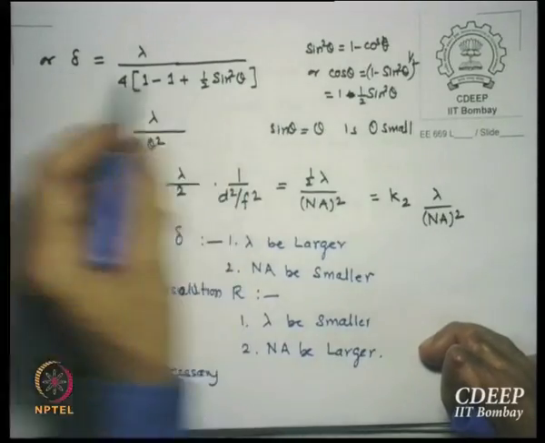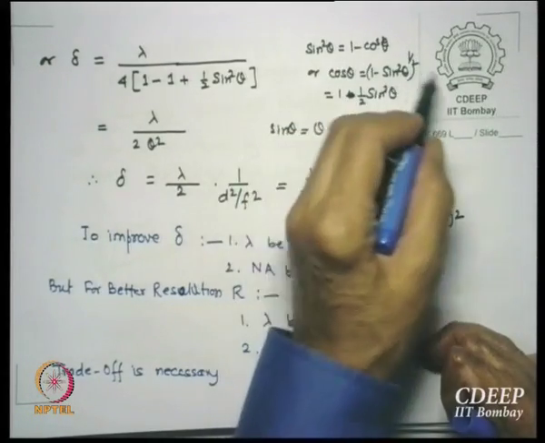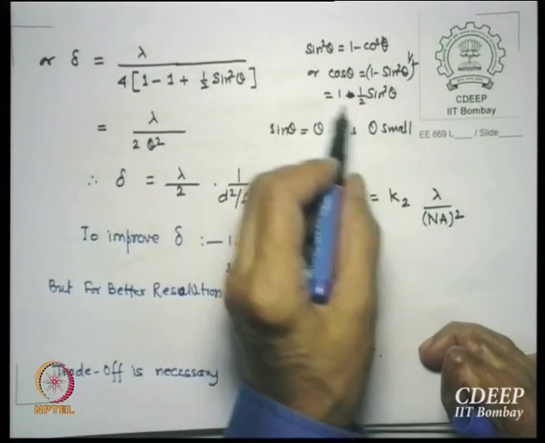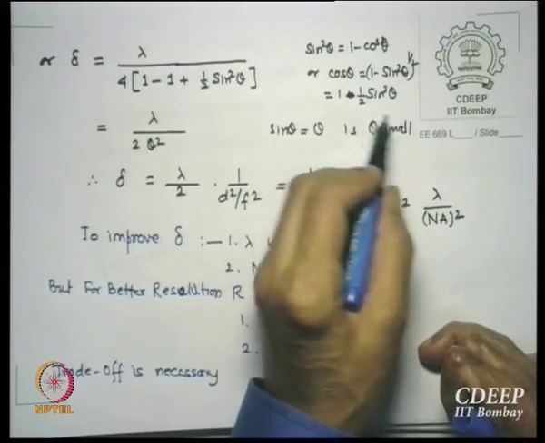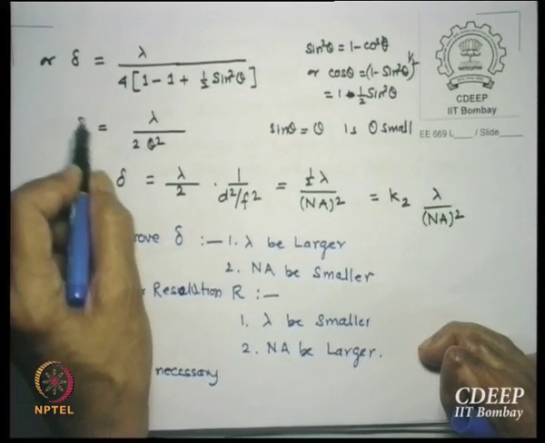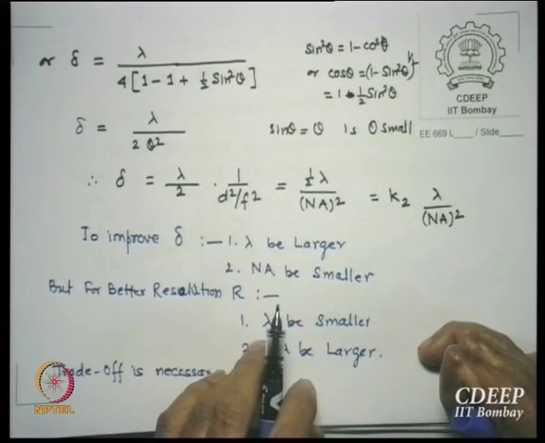So I can prove that I can write sin square theta is 1 minus cos theta, which is under root of 1 minus sin square theta, binomial expansion if sin theta is small. So it is half sin square theta. After all this, delta is lambda upon 2 theta square. Okay, simple maths.